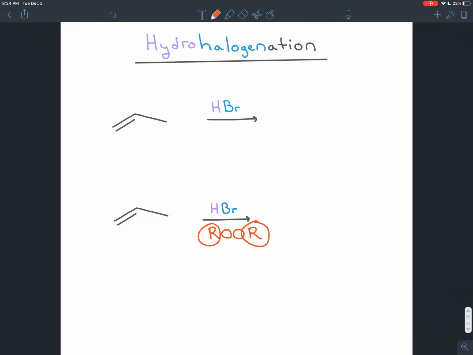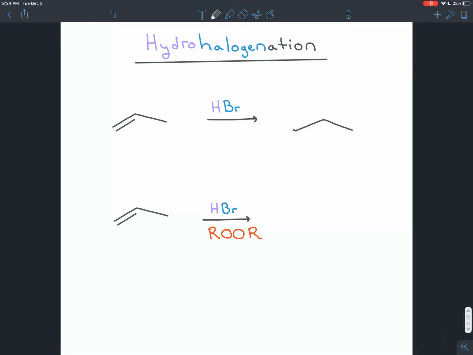These capital R's are any carbon chain. And the per means a lot. You have a lot of oxygens there in the middle, two oxygens bonded to each other. Now the difference between these is that in just regular hydrohalogenation, it's Markovnikov addition.